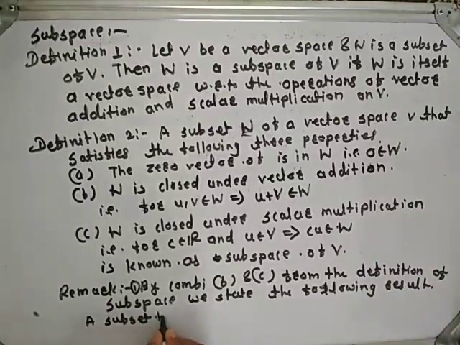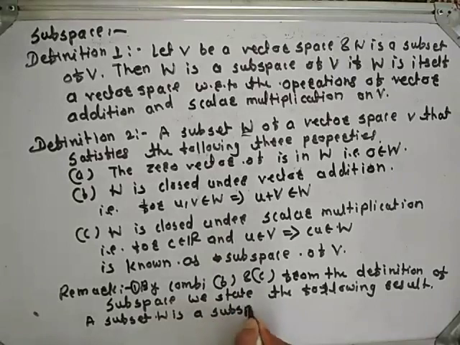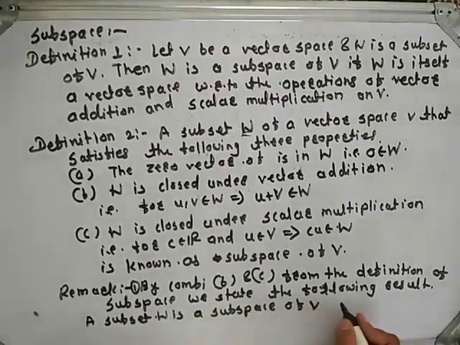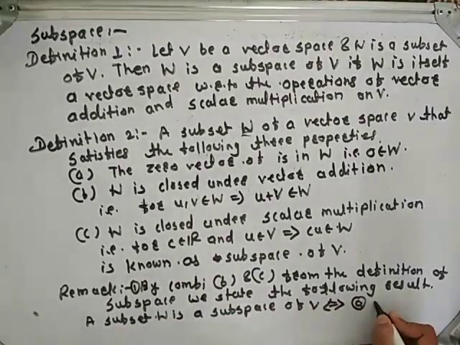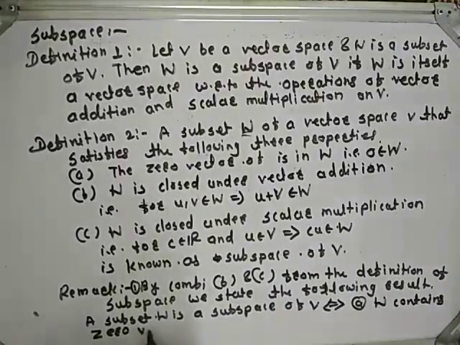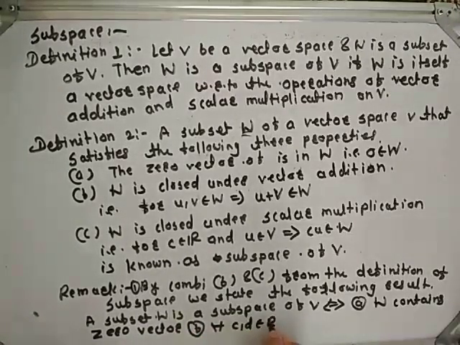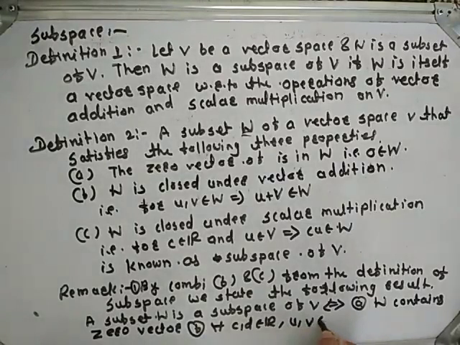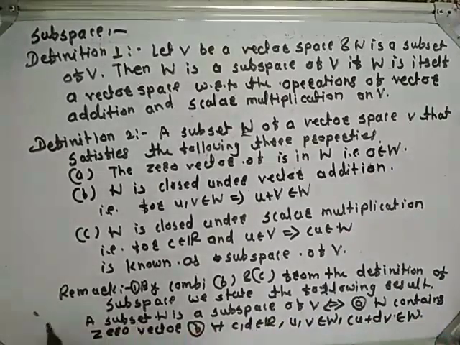A subset W is a subspace of V if and only if, first, W contains the zero vector, and B: for all c, d belongs to R and u, v belongs to W, cu plus dv belongs to W. Here we combine B and C, so this becomes cu plus dv belongs to W.